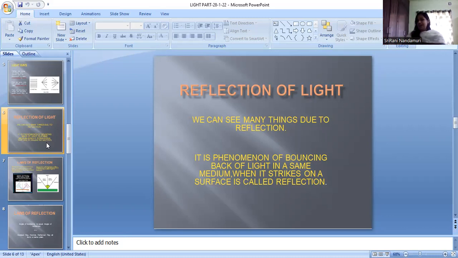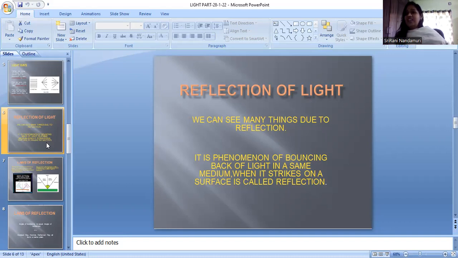Just like I'm going, bouncing back. I'm going back, and I'm coming near to you. Like that, reflection is the phenomenon of bouncing back of light. One of the important points is that the reflection bounces back in the same medium. Reflection is the phenomenon of bouncing back in the same medium, where the light ray bounces back when it strikes any object or any surface. Right, children?